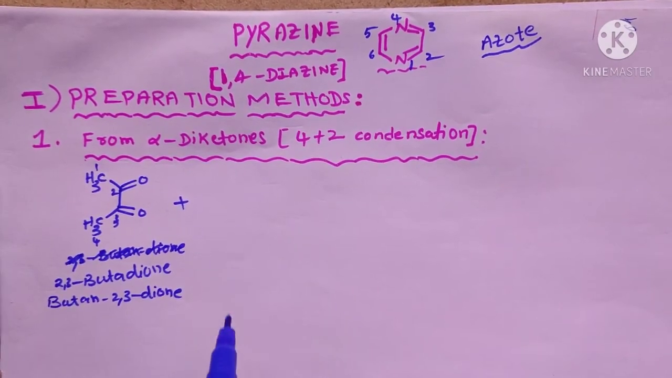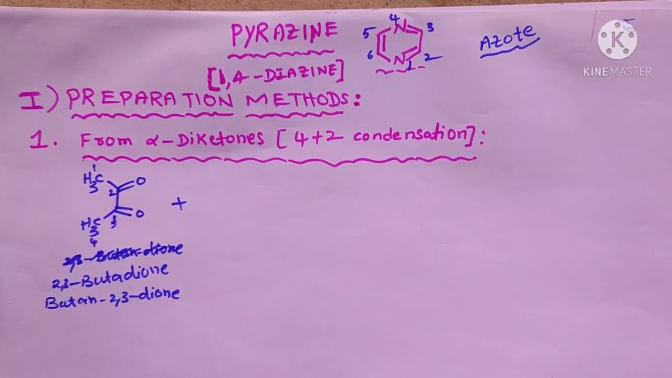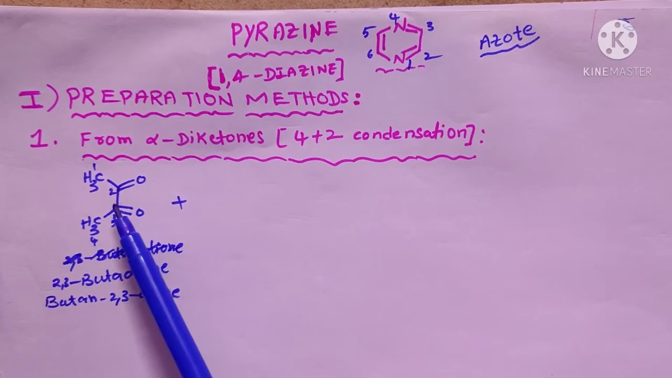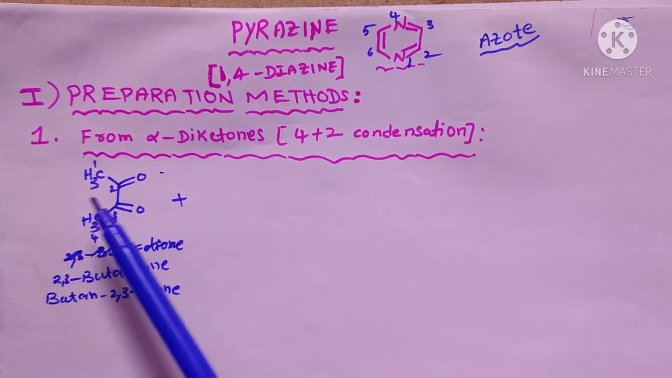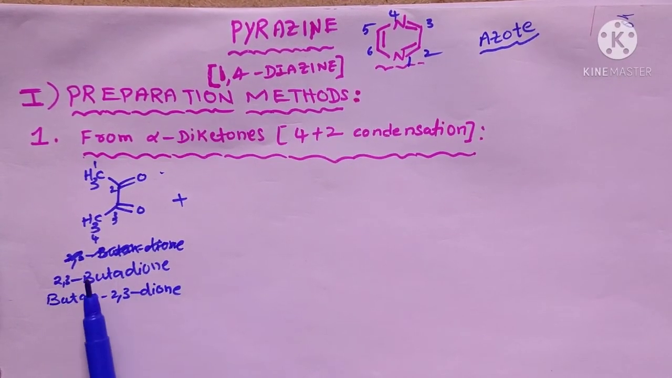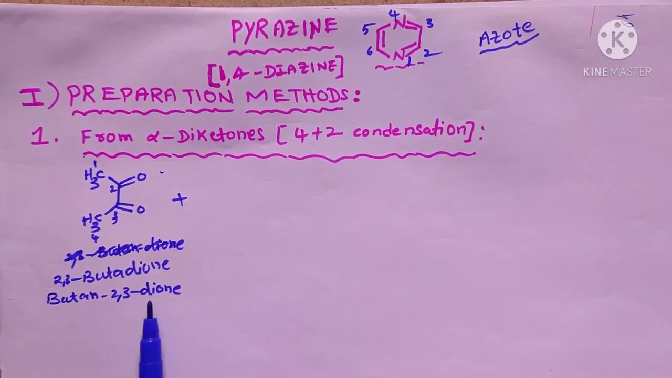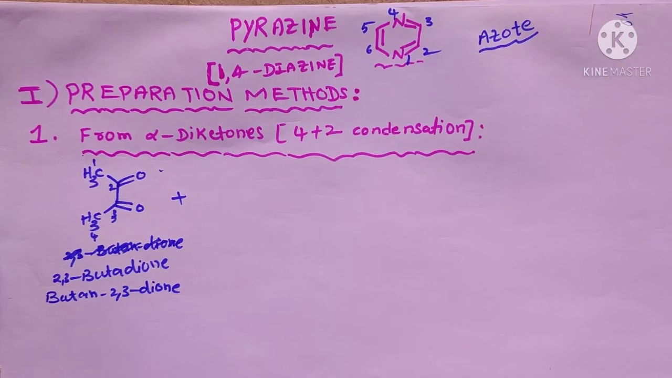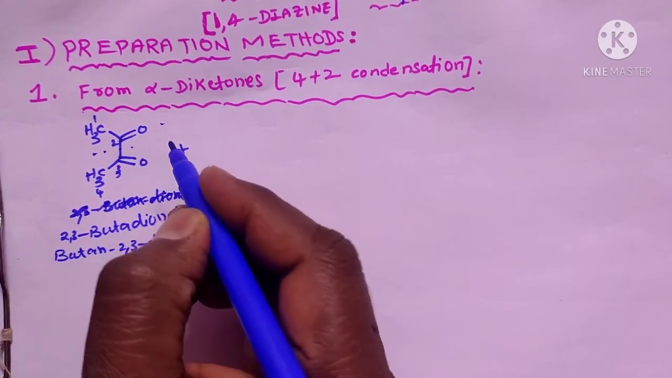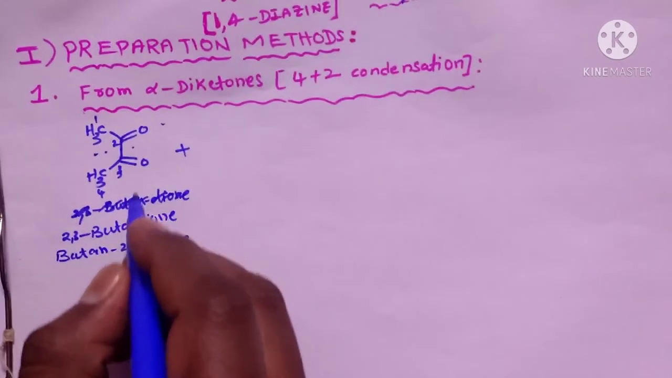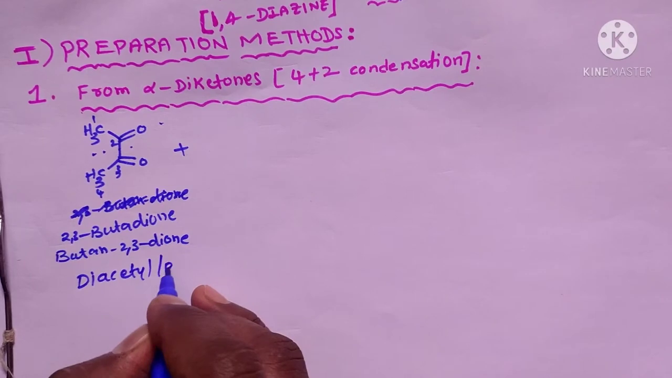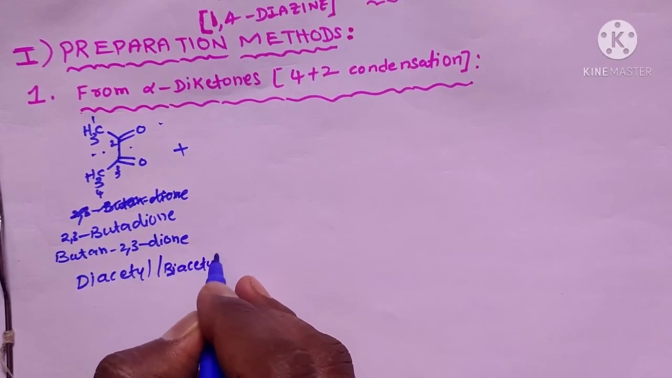Among them, the first one is the preparation of pyrazine by using alpha diketones. In alpha diketones, two C double bond O groups are present in adjacent positions to each other. So this is a diketone, a simple example. We can call it 2,3 butadione, or butane 2,3 dione, or 2,3 butane dione. It is the acetyl group, no? The CH3CO group is known as the acetyl group, so we can call it diacetyl or biacetyl. So we can mention it with different names, okay?